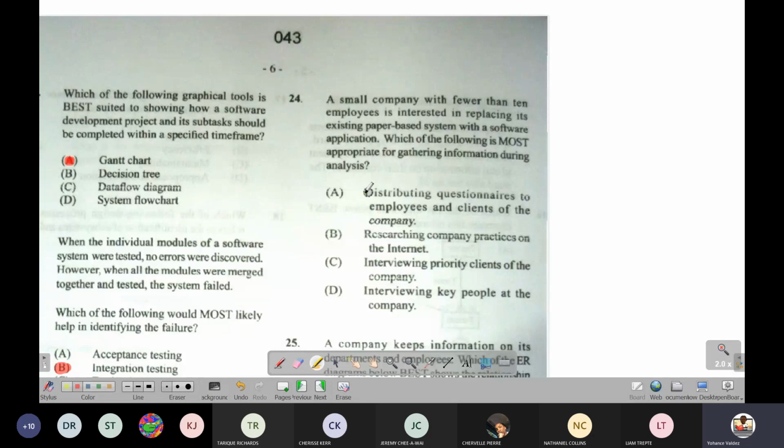my issue with distributing questionnaires to employees and clients of the company, that makes sense. And interviewing key people at the company, those are two of the major answers that we will go for. I would like to run this question actually by some teachers, and hopefully one of them gives me the answer. I myself will go for the answer.